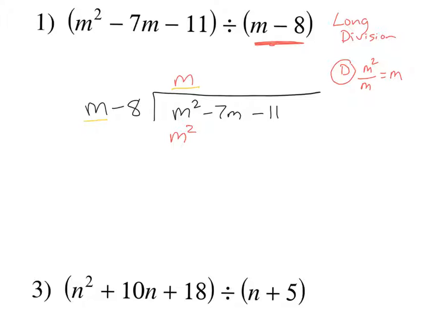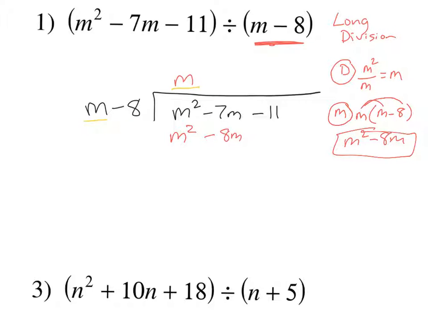After you multiply m times m, you're going to multiply m times negative 8. So we're going to distribute that m, and that's going to leave us with minus 8m. So the first step was divide. The second step was to multiply, and we always follow this process. We multiplied the m times the m minus 8. When we distribute that, we get m squared minus 8m. That's how we got that m squared minus 8m.